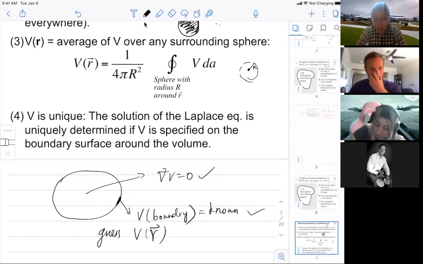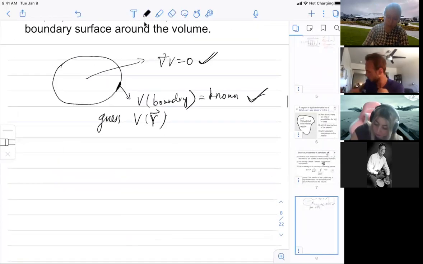So in a lot of cases we do guess. We say, okay, could V be this value? Well, it does satisfy Laplace. It does satisfy the boundary. Then by the uniqueness theorem, it must be the only V possible. The solution is unique. We will prove this using one of the examples later, to show why V is unique.